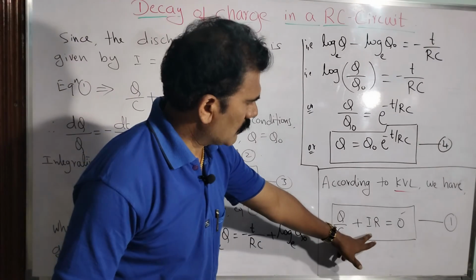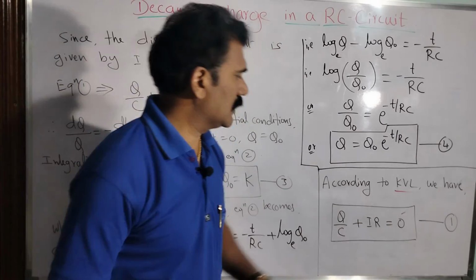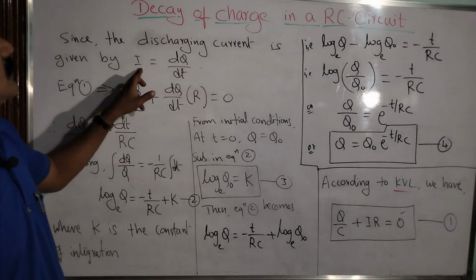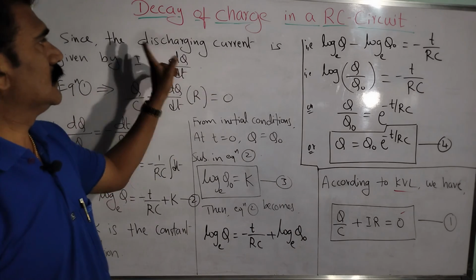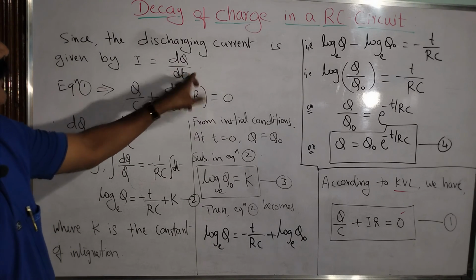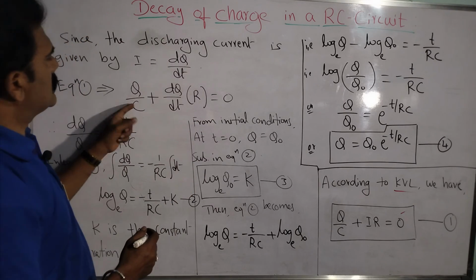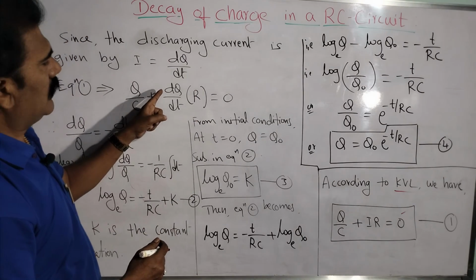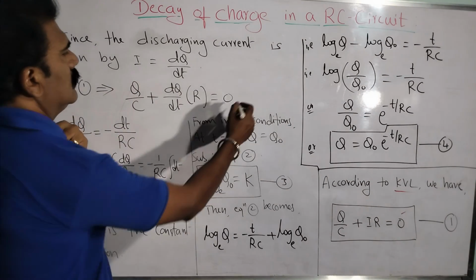Okay, look at equation 1 once again. So I is actually the discharging current, isn't it? The equation for discharging current is given by I is equal to dq by dt, so we consider the current as the discharging current, and hence I is equal to dq by dt. If you substitute I is equal to dq by dt, you will get q by C plus dq by dt into R is equal to 0.